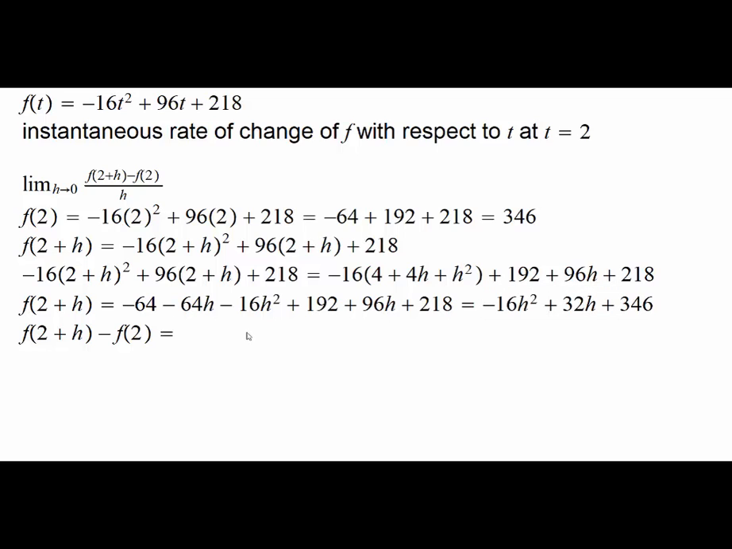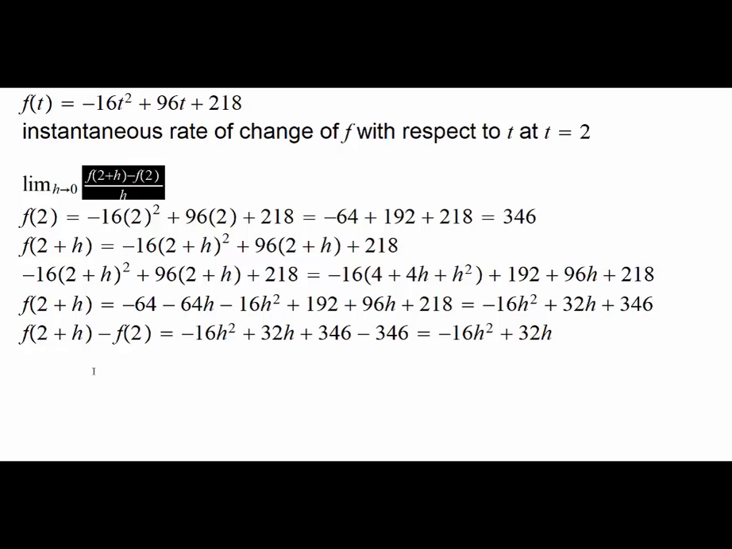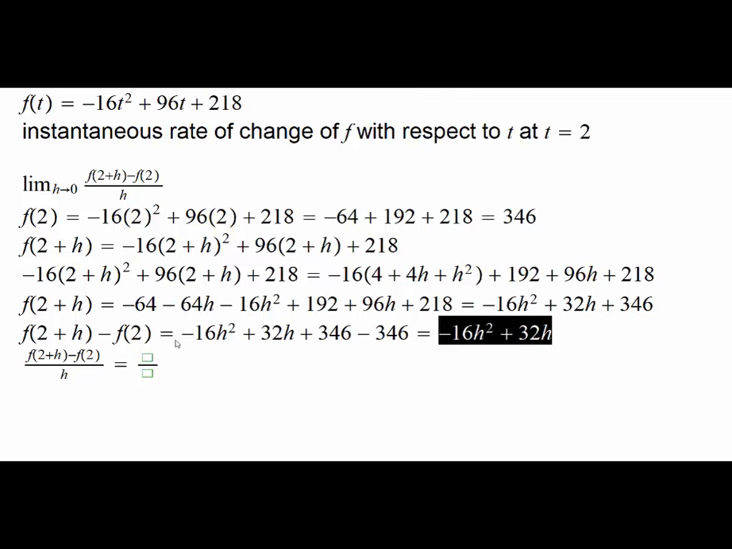f of 2 plus h is this quantity, and f of 2 is how much? 346. So what do we get? We get 346, and negative 346 will cancel each other. So the difference quotient is how much? That is this value right here, divided by h, and if we carry the division out, that will be negative 16h plus 32.